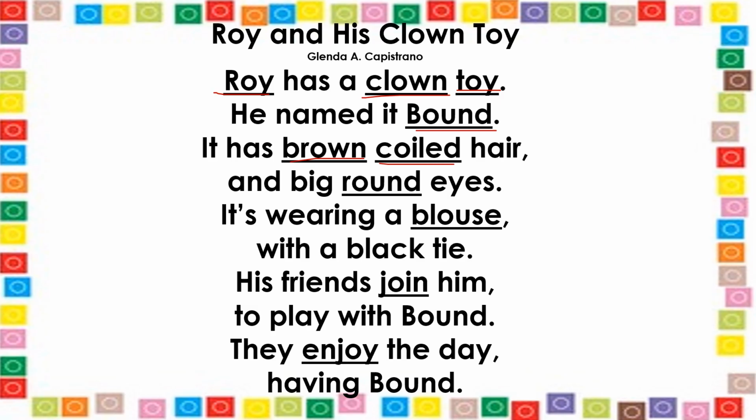For coiled, we have OI, which sounded as OI. For round, we have OU, which sounded as OW. For blouse, we have OU, which sounded as OW. For join, we have OI, which sounded as OI. And for enjoy, we have OY, which sounded as OY.